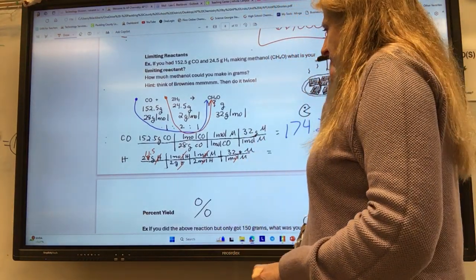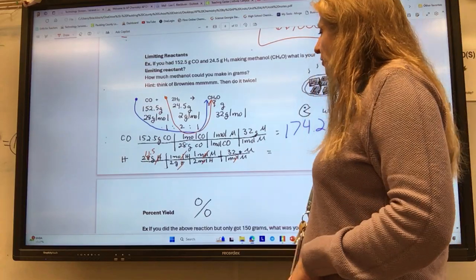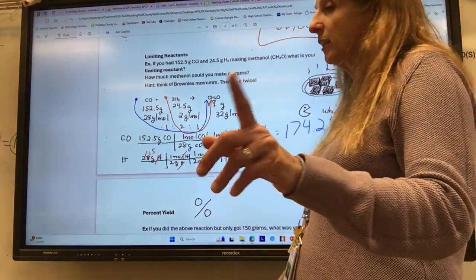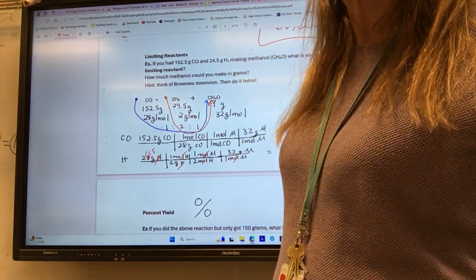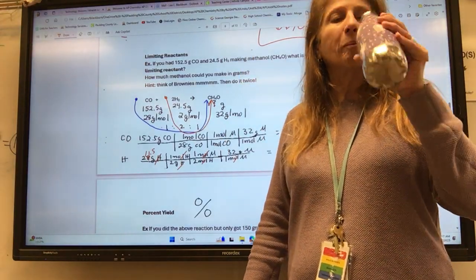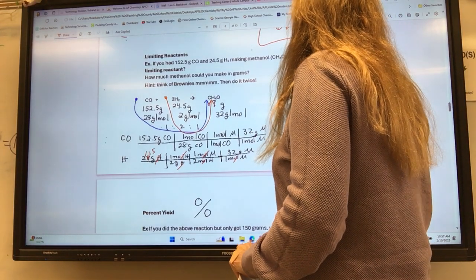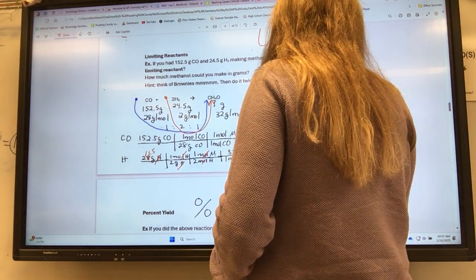Somebody put it in their calculator. 24.5 times 32, divide by 2, enter. You have to hit enter twice or use parentheses. Yes, sir? 196. That sounds right to me. 196. Now we ask ourselves, self, which is less?